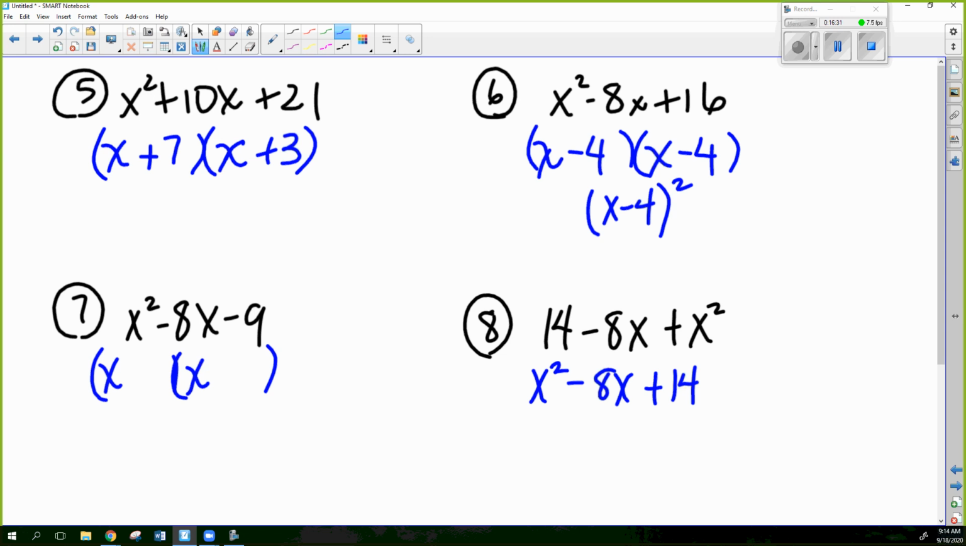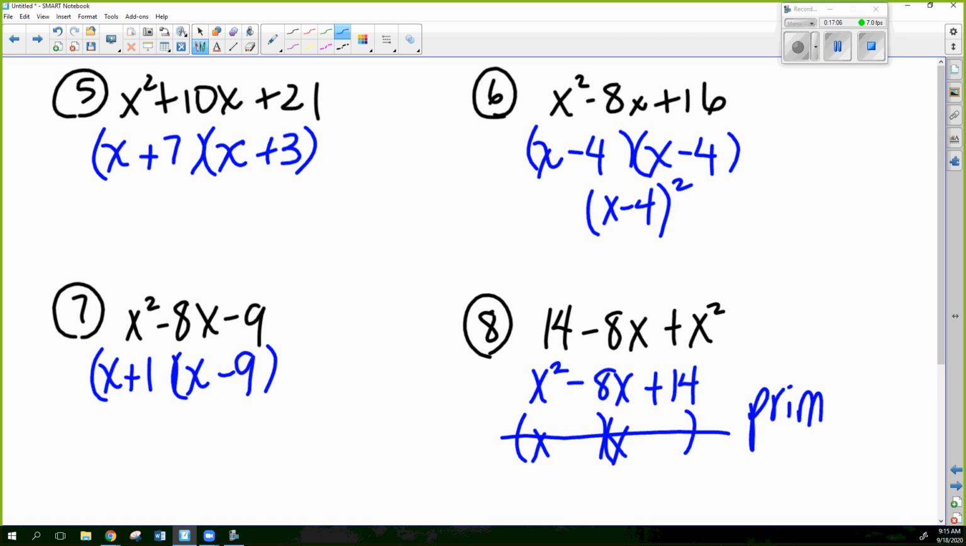We need to multiply to be negative 9 and then add to be negative 8. Good. Positive 1 and negative 9. Questions? All right. What about number 8? Were you able to find a pair that multiplied to be positive 14 and added to be negative 8? So this didn't work. So what did you guys write instead? Prime. Okay? Questions on that? All right, let's bump it up a notch.